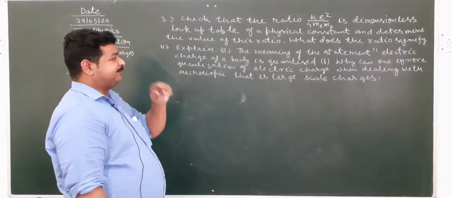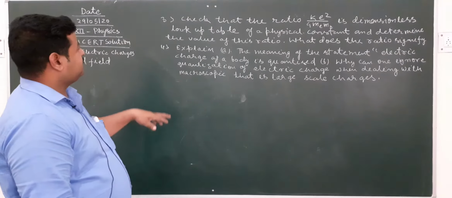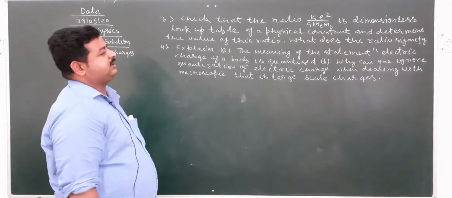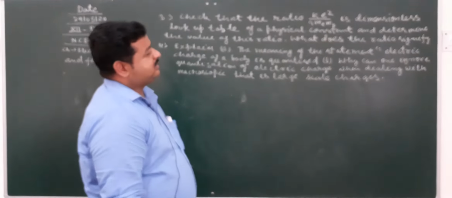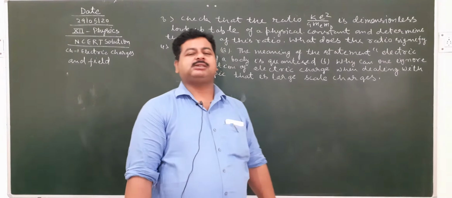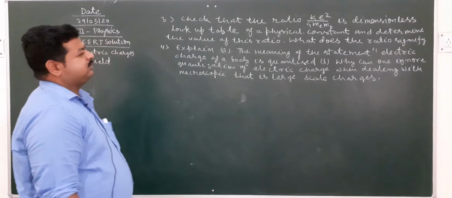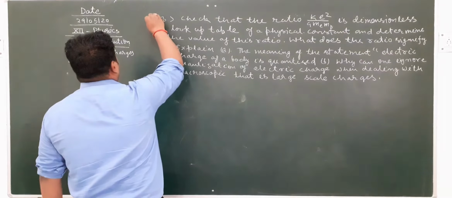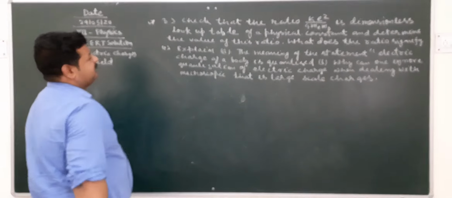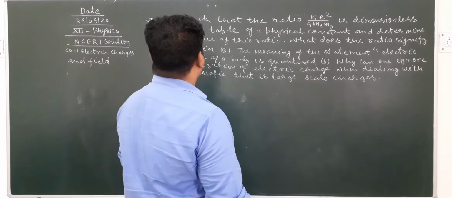We have solved question number 1 and 2. So today we are going to solve question number 3 and 4 of the NCERT exercise related to the chapter, that is electric charges and field. So one by one we solve the problems. First of all we read the question, after which we give the solution.